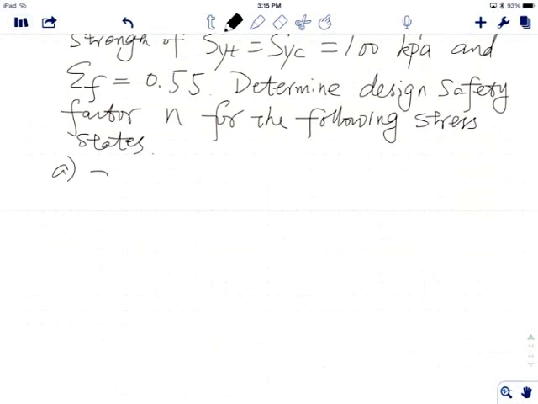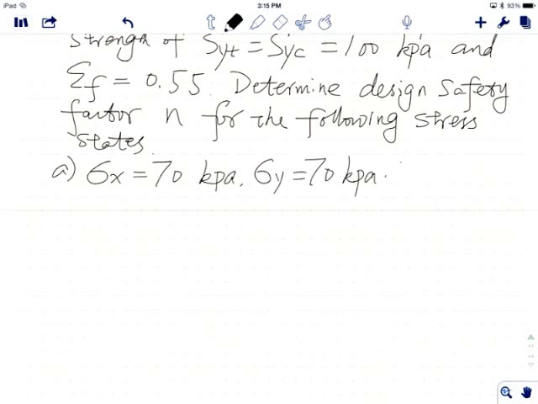A, you have a stress in the x direction that's 70 kilopascal, and stress in the y direction that's also 70 kilopascal, and the shear stress equal to 0, so there's no shear, it's pure tension in both directions. All right, isotropic.